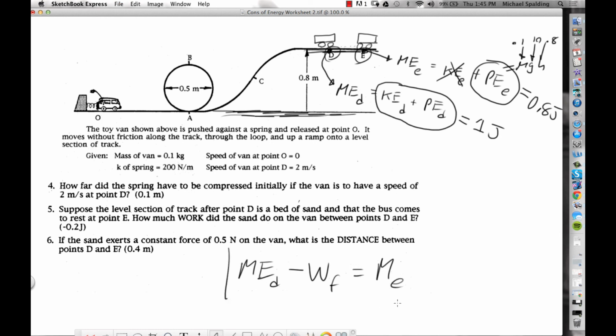So look. Mechanical energy at D was 1. Mechanical energy at E, 0.8. So this must be negative 0.2.